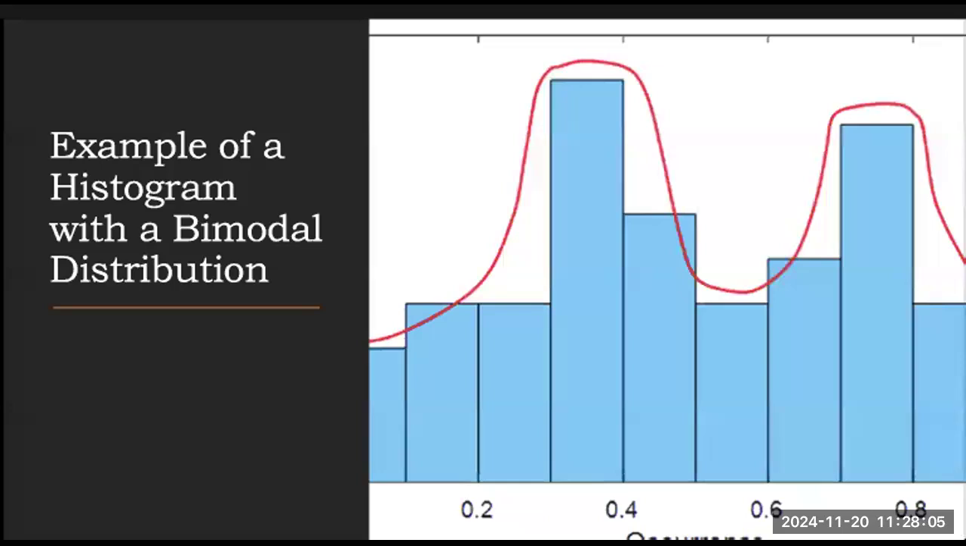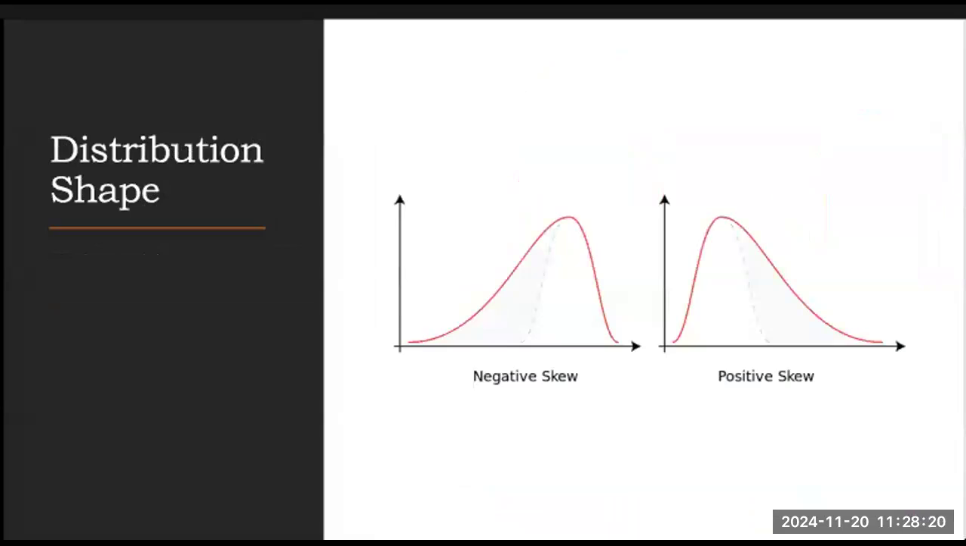So here's an example of a bimodal distribution. You'll notice there are two distinct values which are really high, 0.4 and 0.8. They're not equally high, but they're still distinctly higher than the other values in this table. So that's what we mean by bimodal.